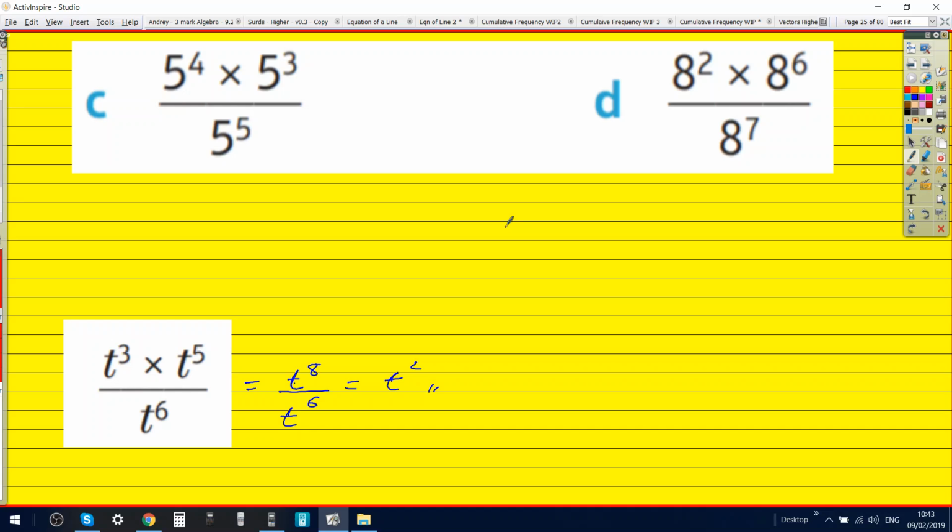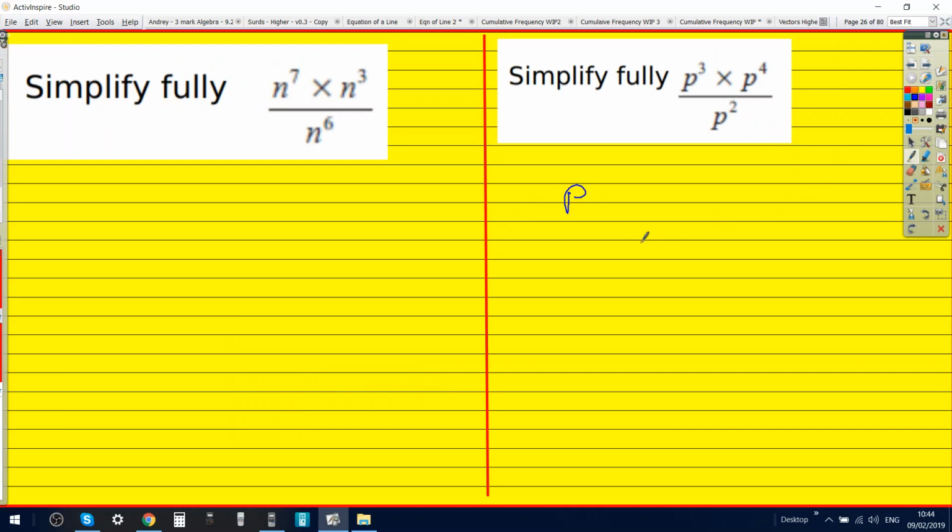So you take away. Slow down. Where does the 8 come from? The 8 comes from the 3 and the 5, adding them together. Alright. Oh yeah. So would it be p to the power of 7 divided by p to the power of 2 equals p to the power of 5? Yes. That's it.